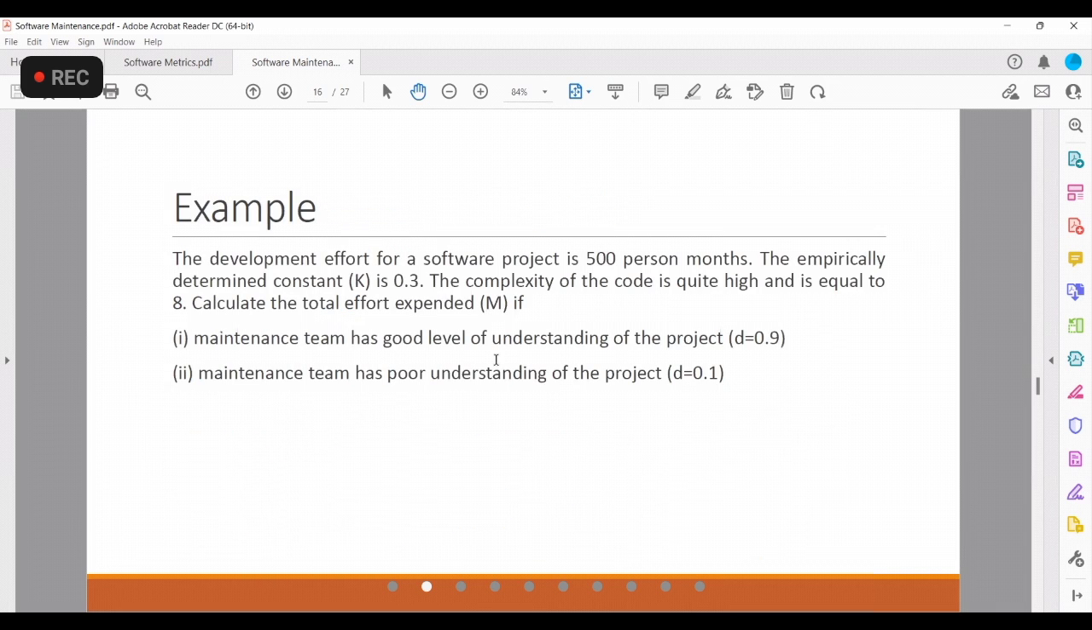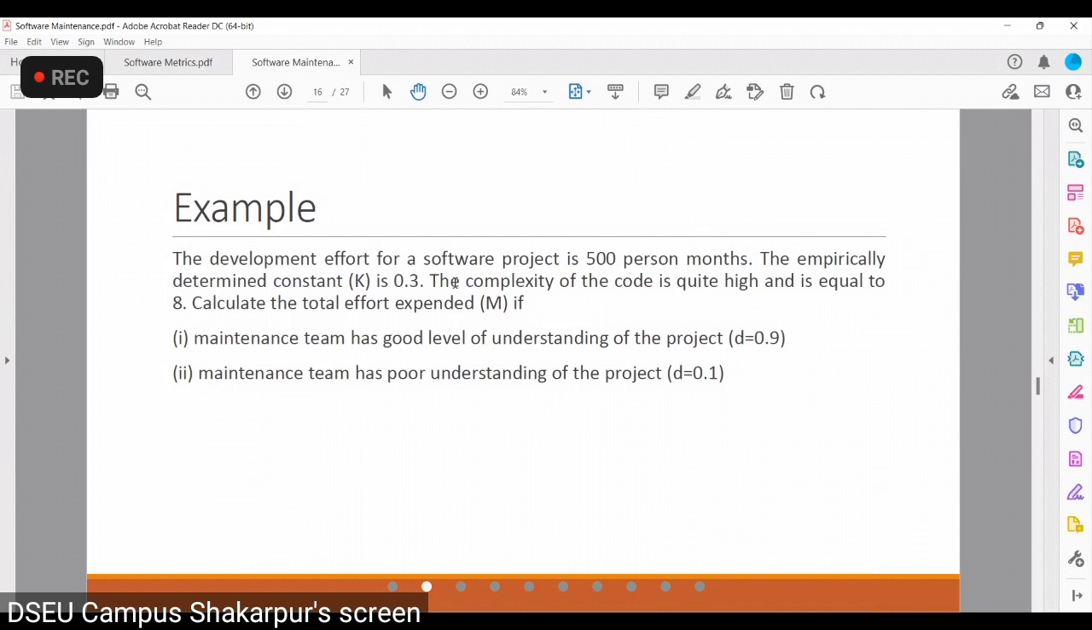Now you need to calculate the total effort expected, that is M. Now there are two parts here, so you need to find this total effort twice. Why? Because in the first case they are saying that the maintenance team has a good level of understanding of the project. That is D is 0.9. In the second case, the maintenance team has poor understanding of the project. That is D here is 0.1. So you'll need to find the total effort in both the cases. Have you all understood the problem?